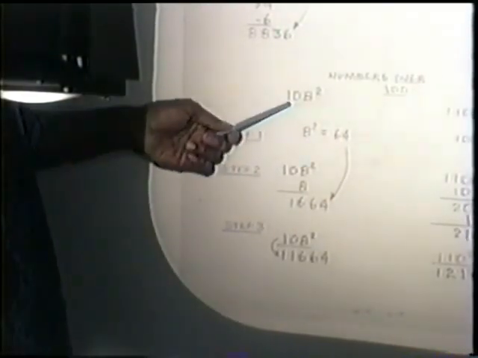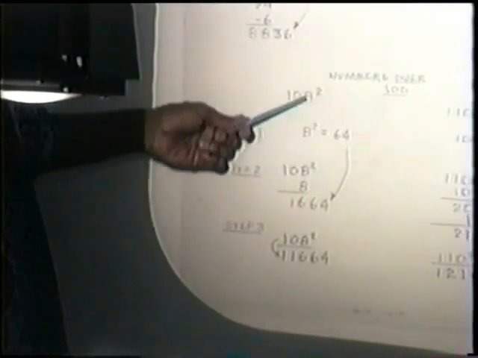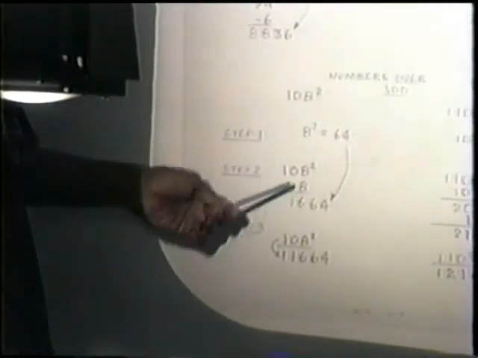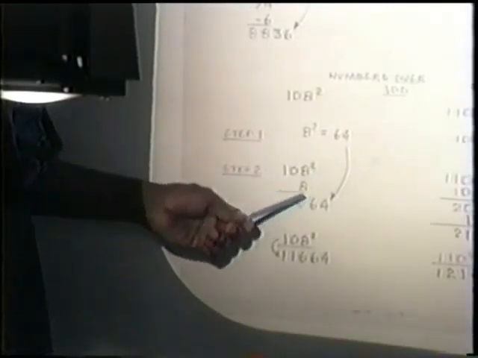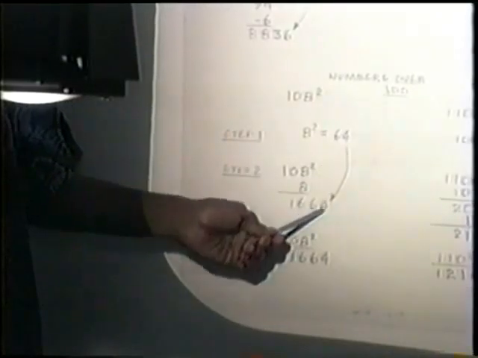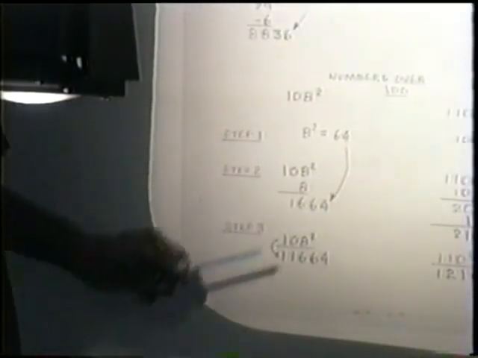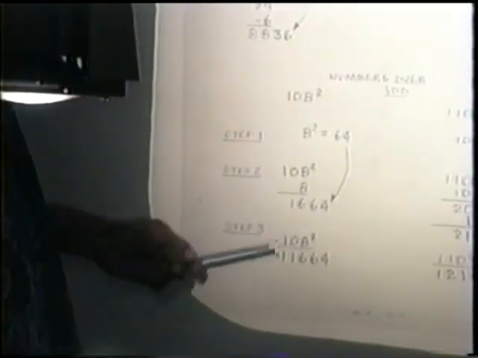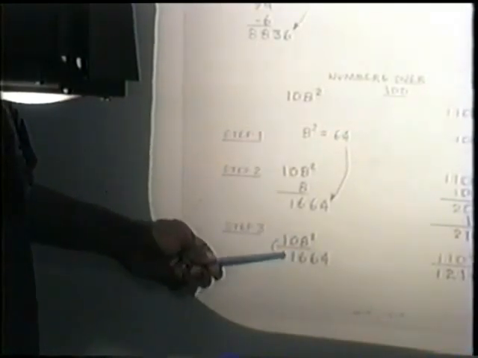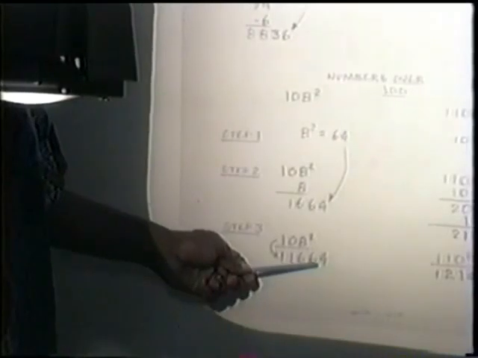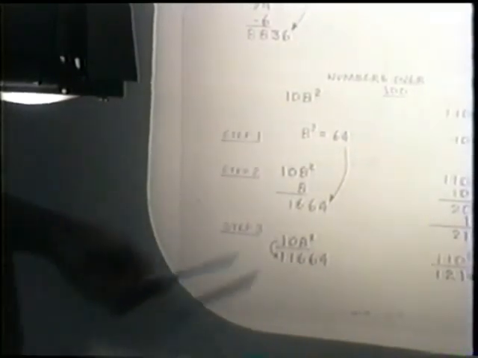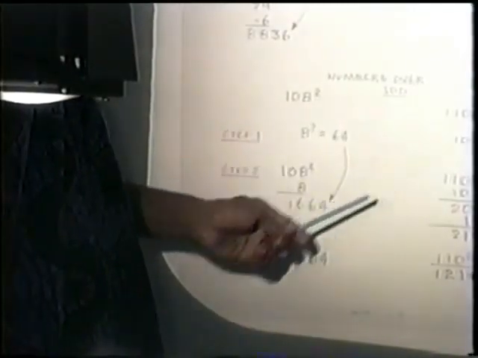I'm going to do it again. What is the square of 108? First, we square the 8. We get 64. Then we add the 8 to 108 and we get 16. We have 16 and we bring this 64 right there. Now, to get the last digit, we bring down the 1. So now we got 11,664. That's the square of 108. These are numbers over 100, mind you.